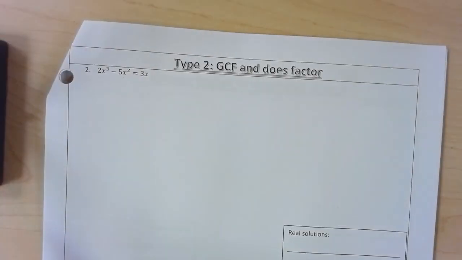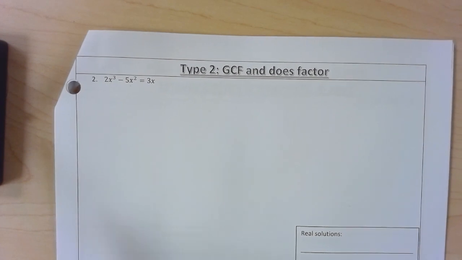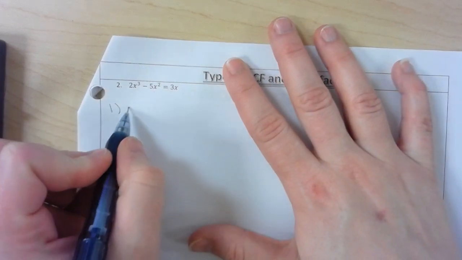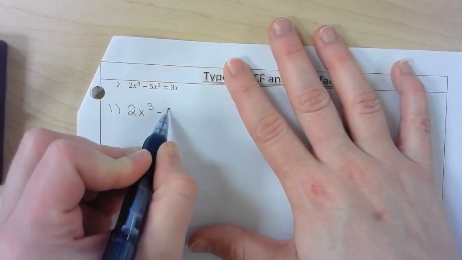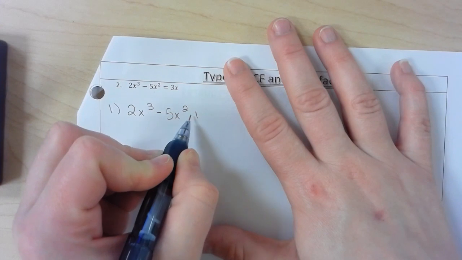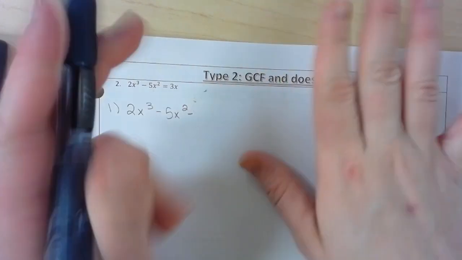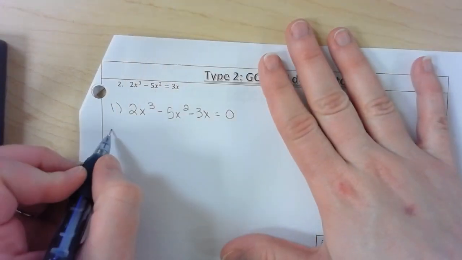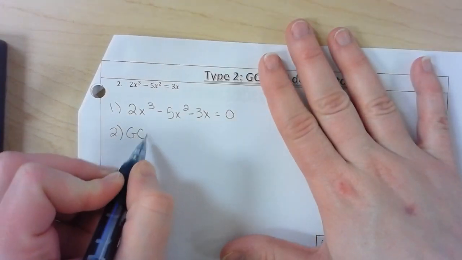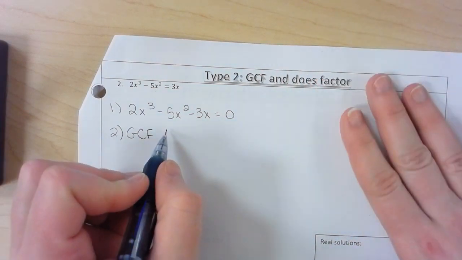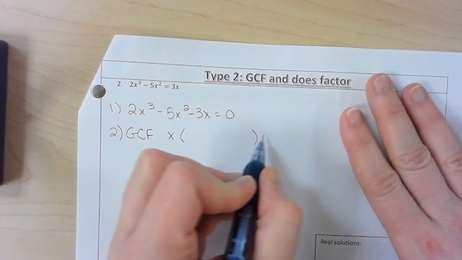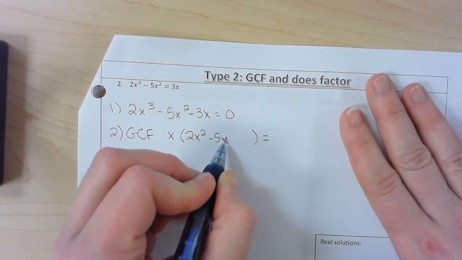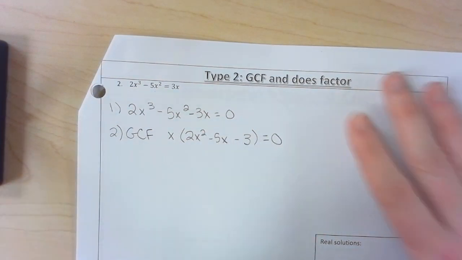Okay, let's take a look at type 2, GCF, and it does factor. So step 1, I wrote on the back side of your notes, is to set this equal to 0. So it's 2x cubed minus 5x squared minus 3x equals 0. And the next thing we're going to do, if you look at step 2 in the back of your notes, I asked you to find a GCF if possible. There is a GCF of just an x. So when we take that x out, we're going to get 2x squared minus 5x minus 3, and that's all going to equal 0.